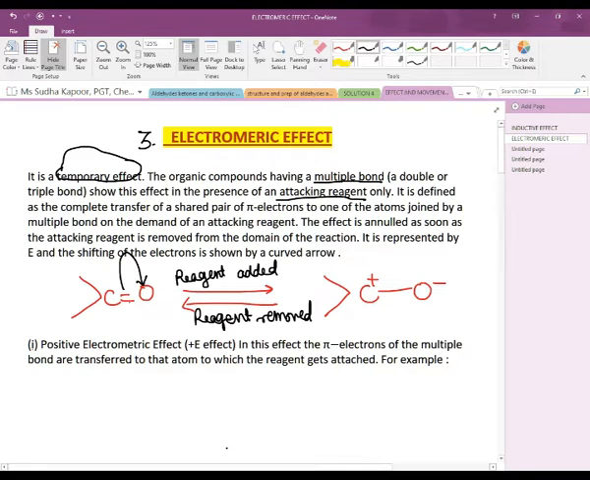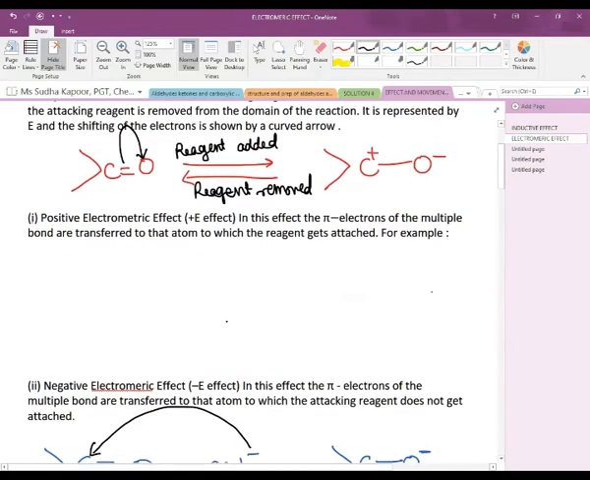So let us see the case of the carbonyl. The oxygen takes away the pi bond when the reagent is added, due to which carbon becomes a positive center and oxygen the negative one. Now the electromeric effect is of two types, the plus E effect and the minus E effect.